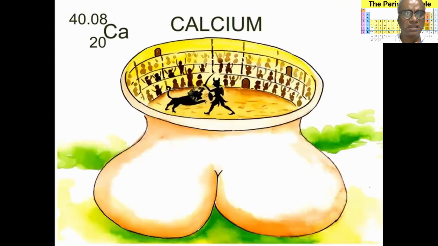Then comes the 20th element. What is inside the pot? There is a Viking, a gladiator. Inside the pot, there is a gladiator. All the people are sitting in the gallery, fighting with an animal. There is calcium. Gallery, calcium.